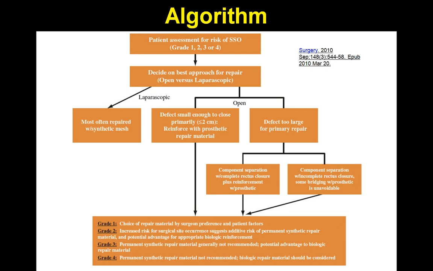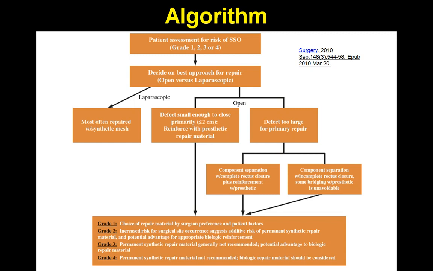Now, this is actually the algorithm for treating ventral hernias. You have a hernia, you assess the defect, decide on the best approach, whether it's open or laparoscopic. It's often laparoscopic, do a mesh repair. If it's open and the defect is small, you can place an onlay mesh or a sublay. Then if the defect is too large for primary repair, in that case, you have to do a component separation.